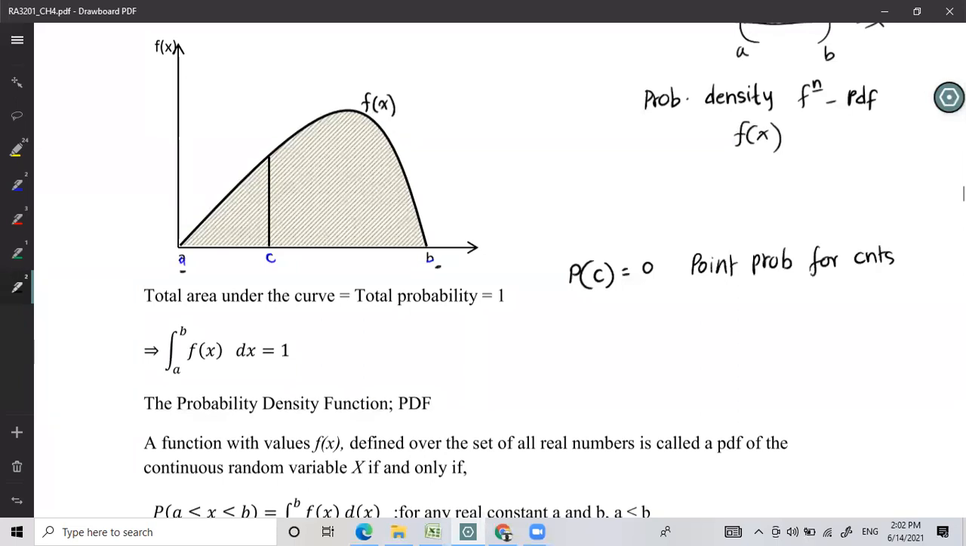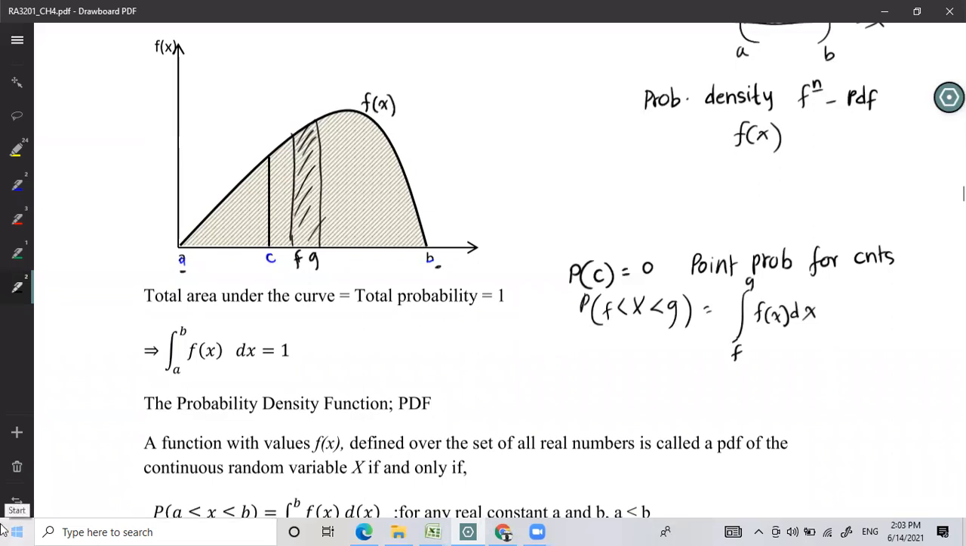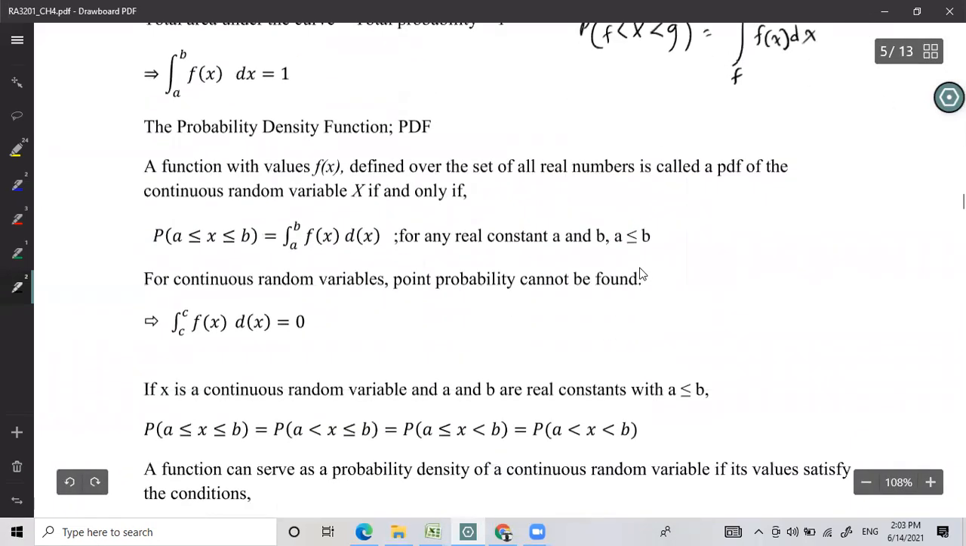In the discrete case, you can find P(X = 2), but with continuous variables, P(X = 2) is zero. The point probabilities are zero, but you can find the area under the curve for a given interval. Let's say these are two points, f and g. If you want to find the probability that X will contain values between f and g, then you have to integrate your function from the lower limit to the upper limit. That is how you find the probabilities, but we are not going to do any calculations like that in this course, okay?